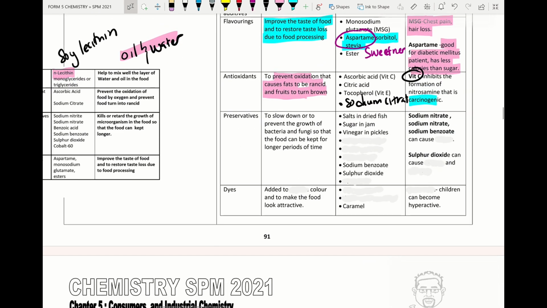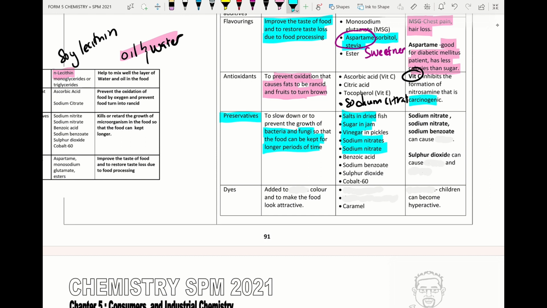All right, we move on to the next class of food additive. Preservative slows down or prevents the growth of bacteria or fungus in the food so that the food can be kept longer. Examples: salt in salted fish, sugar in jam, vinegar in pickles, and also we have sodium benzoate and cobalt 60.